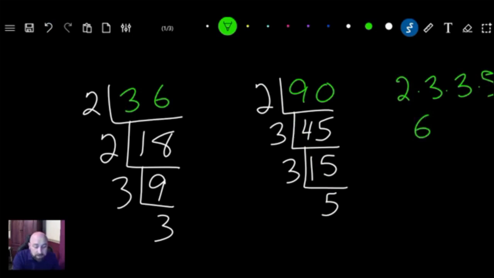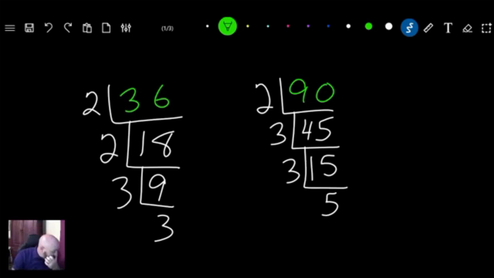2 times 3 is 6 times 3 times 5. 6 times 3 is going to be 18 times 5. 18 times 5 does give you 90. Okay, so we're correct. I won't check the other one, but that's the way you can check it just to make sure that you did it correctly.